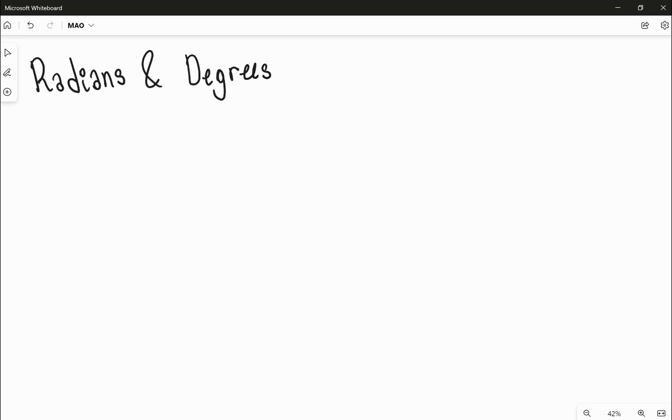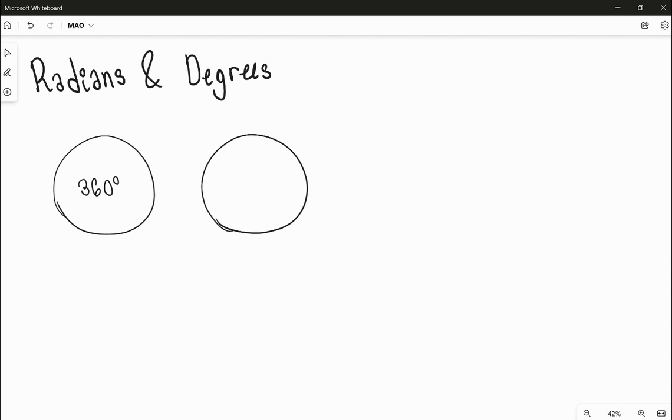All right, let's learn how to do radians and degrees. So you already know what degrees are when you have a circle. That's a terrible circle, but whatever. That circle is 360 degrees. But if you have the same circle in radians, that's 2 pi radians.